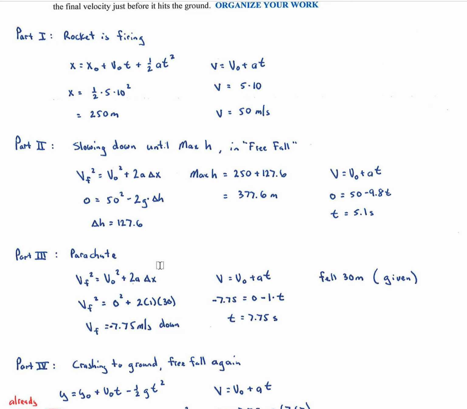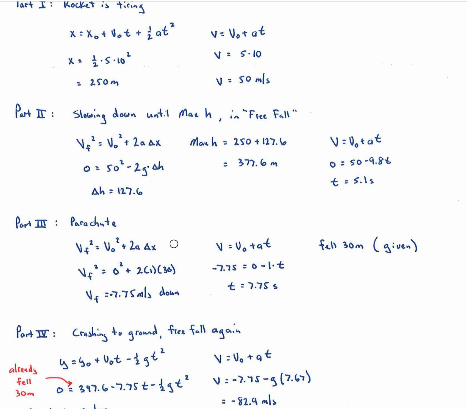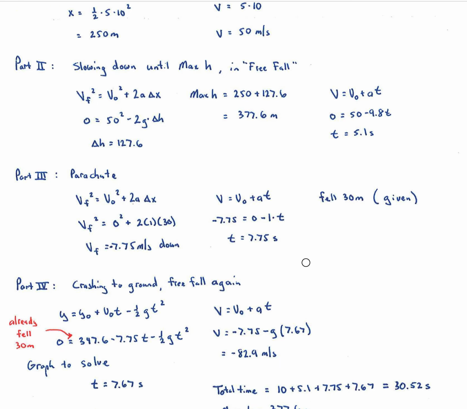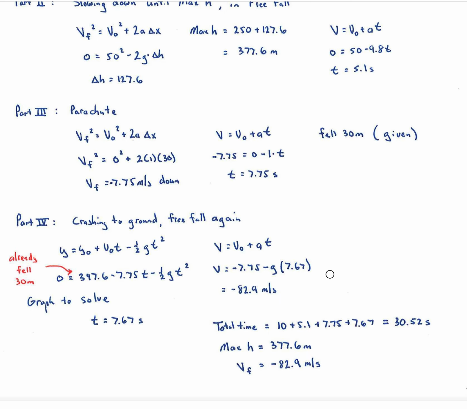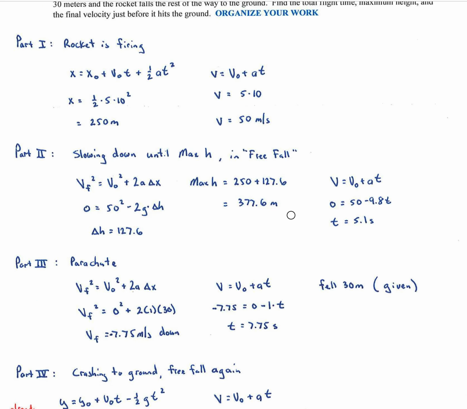The parachute pops out. We start falling, but we don't fall at 9.8. We fall only at 1 meter per second squared, and then we crash to the ground when the parachute breaks. And so what I do is just go through each one of these.